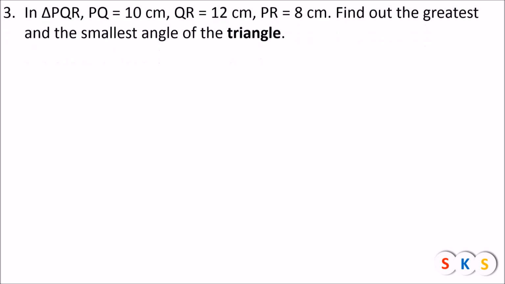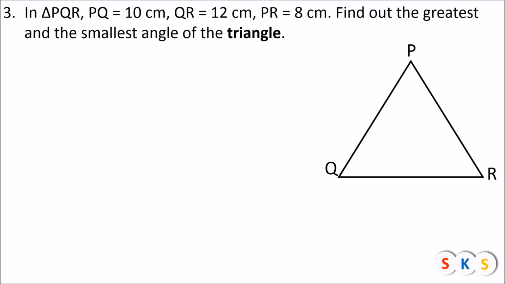Here we have question number 3. In triangle PQR, PQ equals 10 cm, QR equals 12 cm, PR equals 8 cm. Find out the greatest and the smallest angle of the triangle. The lengths of all three sides of this triangle are given, and what we have to find out is the greatest angle and the smallest angle of triangle PQR. Let's see the solution of this question.